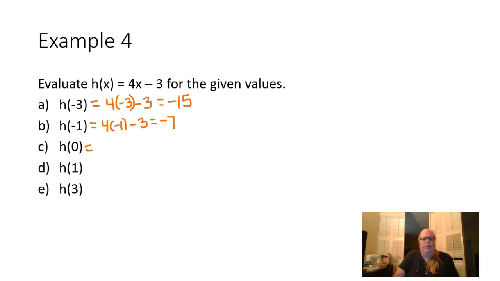H of 0 is going to be 4 times 0 minus 3. So 4 times 0 is 0. 0 minus 3, negative 3. H of 1 is going to be 4 times positive 1 minus 3. 4 times 1 is 4, and 4 minus 3 is 1. And then h of 3 is going to be 4 times 3 minus 3. Well, 4 times 3 is 12, and 12 minus 3 is 9.